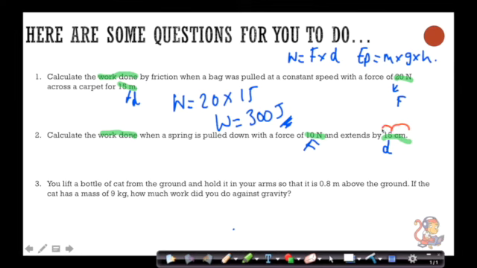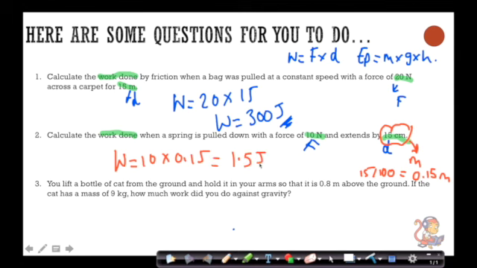They've given you the distance as 15 centimetres. So first of all we have to convert that to metres. So 15 centimetres divided by 100, because there are 100 centimetres in a metre, will give us 0.15 metres. We can then put that into our equation. Work done equals 10 times 0.15, and we get the work done is 1.5 joules.